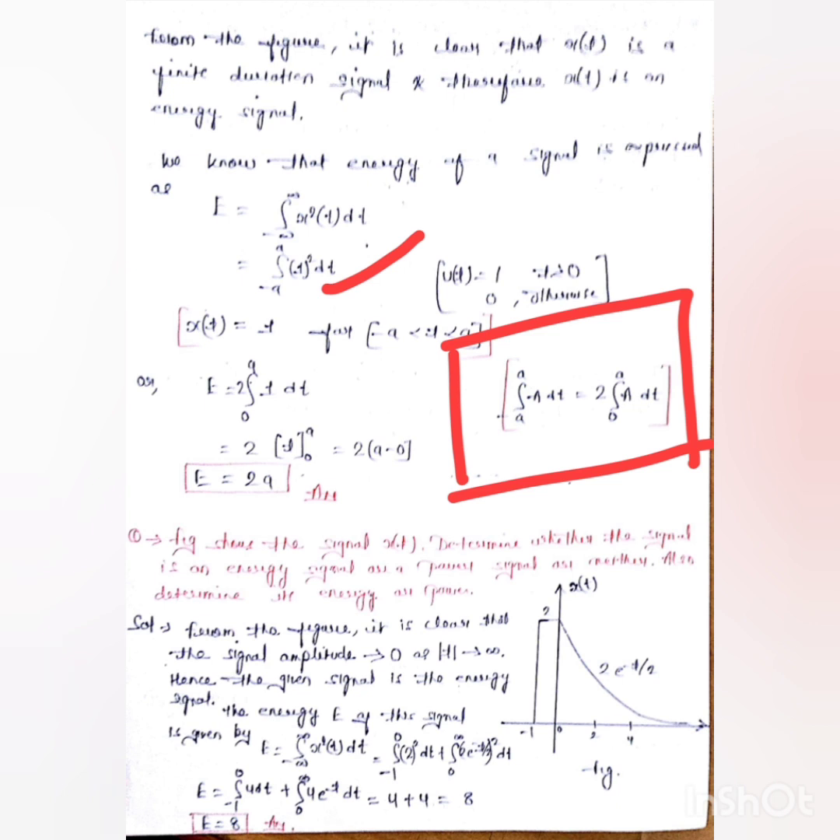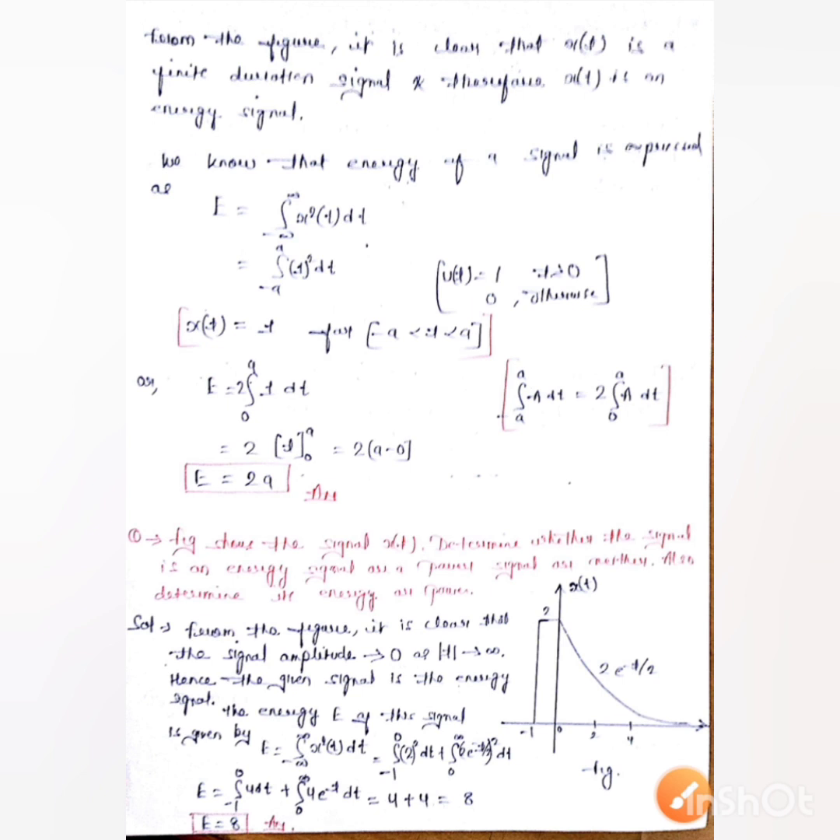Here we have the concept: if the integration is from minus a to a and here is a constant, then if we want to change our limit of integration from 0 to a, we simply put 2 in front as a constant. So in order to convert the limit of integration from minus a to a into 0 to a, we simply put 2 in front. So we can change like this. After solving this expression, we get E is equal to 2a, which is a finite value. Hence the given signal is an energy signal.